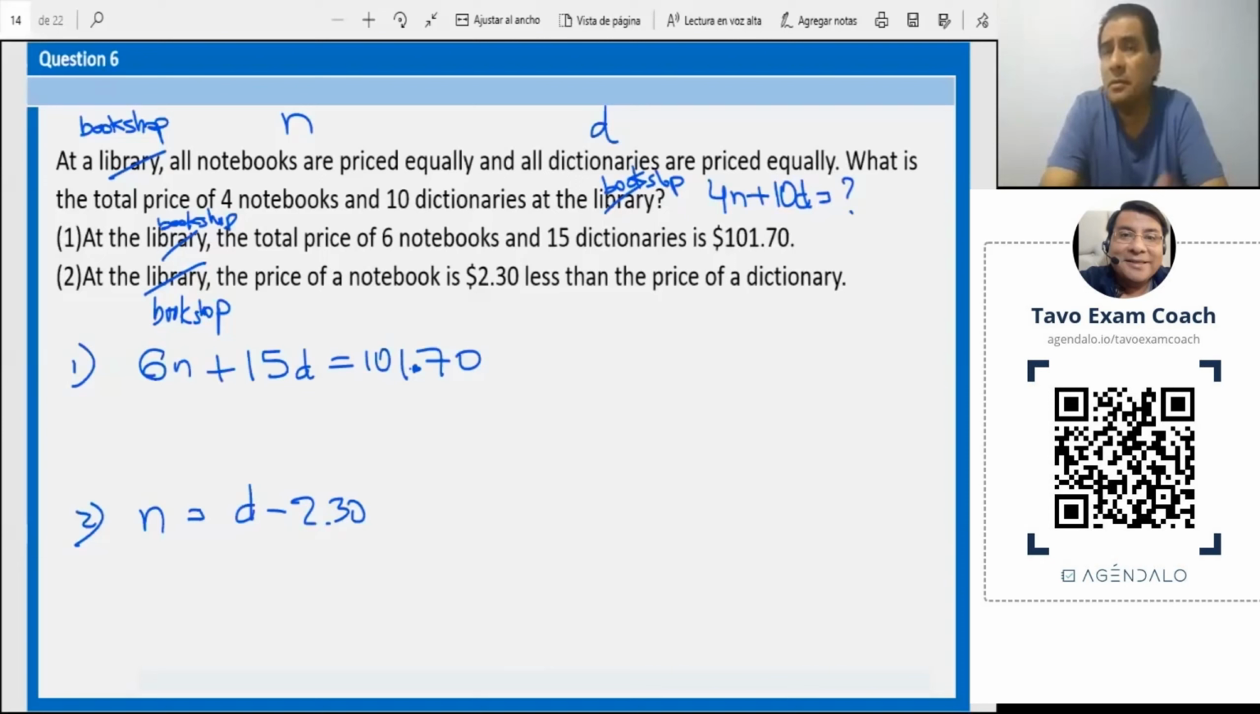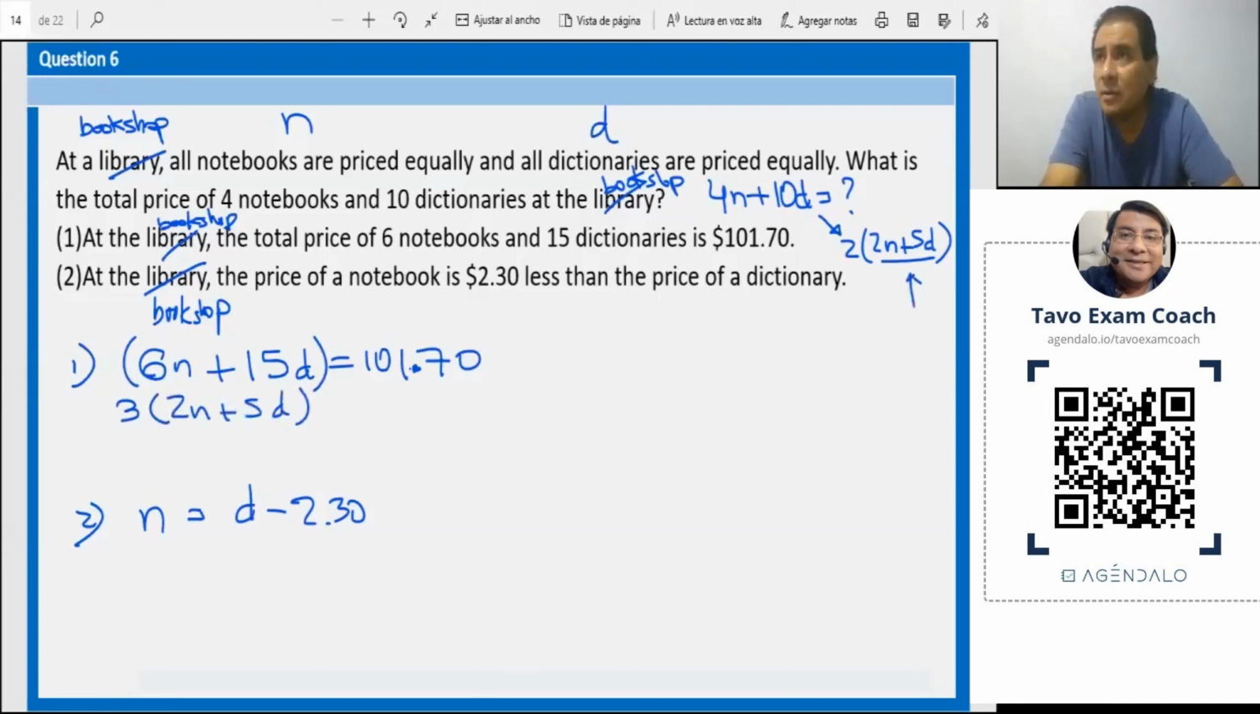You may wonder, but how otherwise could I find the value of 4N plus 10D? Well, if you don't know the individual values of N and D, you could try and see that this expression actually means 2 times (2N plus 5D). So if you know the value of this, it's okay. You know what they're asking you. And you know, what happens here is that you can factor this part in exactly a number 3 multiplied by 2N plus 5D, which is exactly the value upon which depends the expression we want to find.